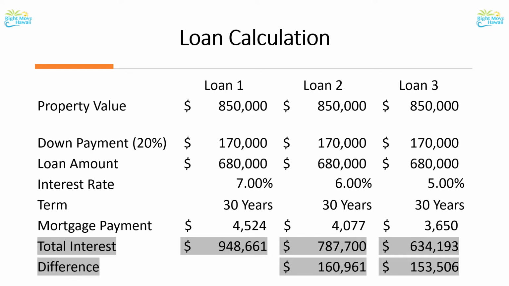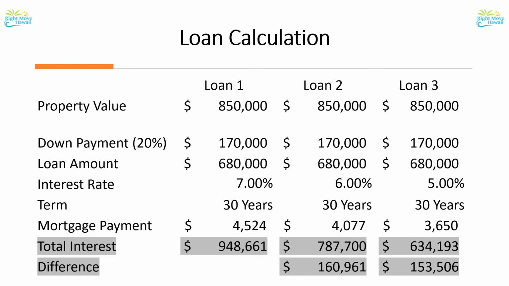On this screen, I'm adding two more rows: the total interest and the difference. The total interest refers to the sum of all interest paid by the borrower over the full term of the loan. In our case, we are using 30 years. In 30 years, the borrower is paying about $949,000 in interest. The same borrower will pay $788,000 if the interest rate is 6% and $634,000 if the interest rate is 5%.